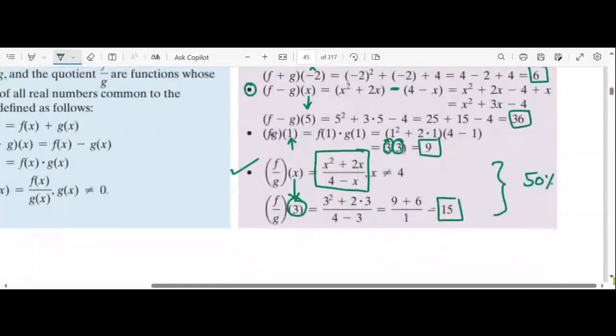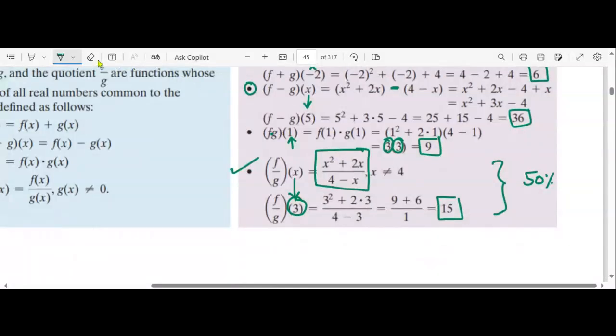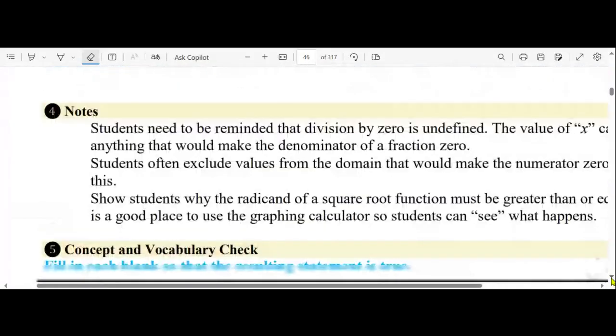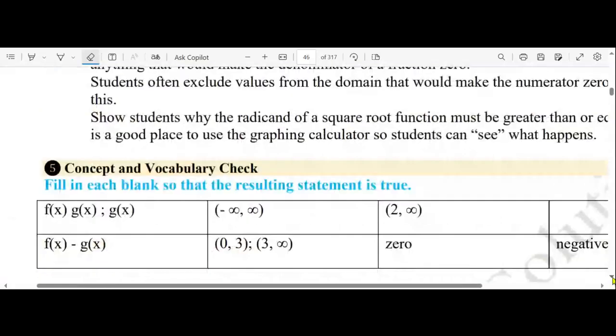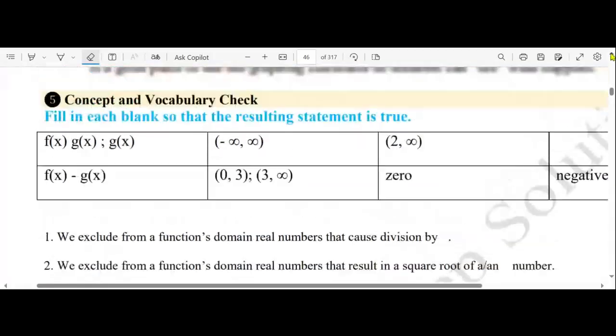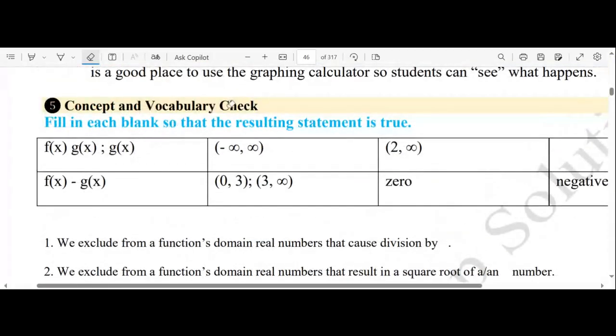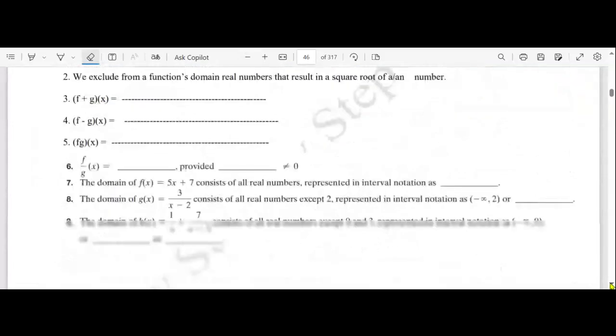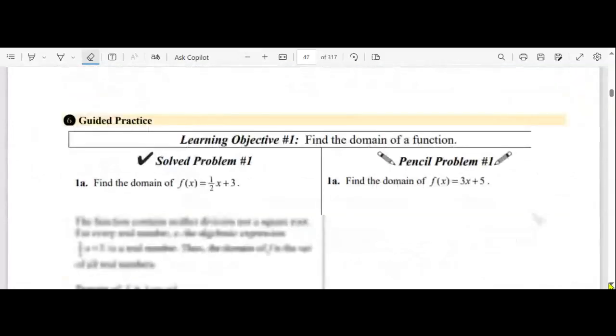Okay, all right. So far so good. Now let's go step by step. Remember you need to do the vocabulary because in the bottom here you will have a fill in the blank. Clear? Clear or not clear? Clear. Now let's go step by step.